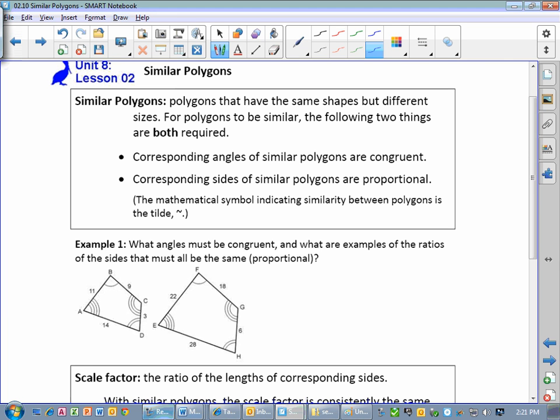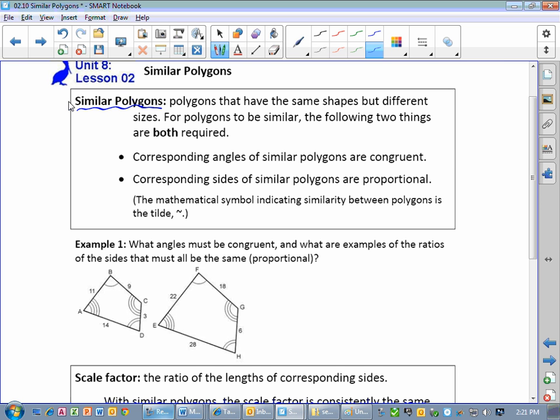We're going to apply what we did on Friday with ratios and proportions. We're actually going to be solving some proportions using geometric figures. So some vocabulary, similar polygons. Similar polygons are polygons that have the same shape but different sizes.